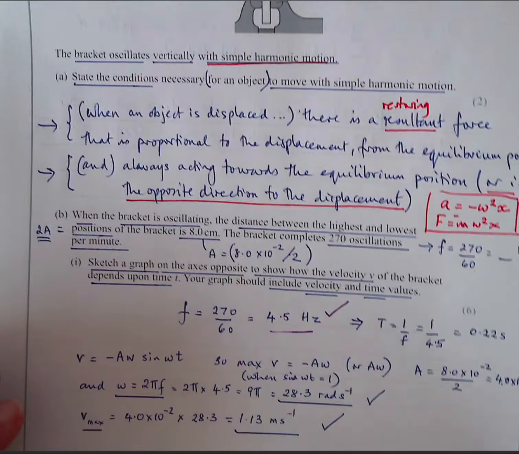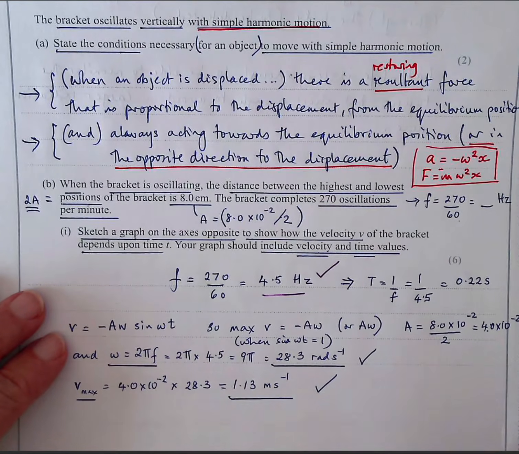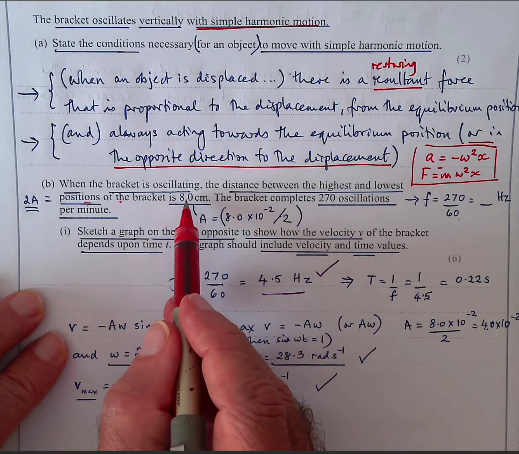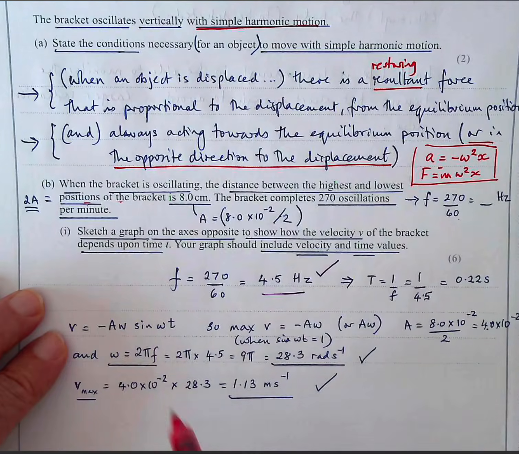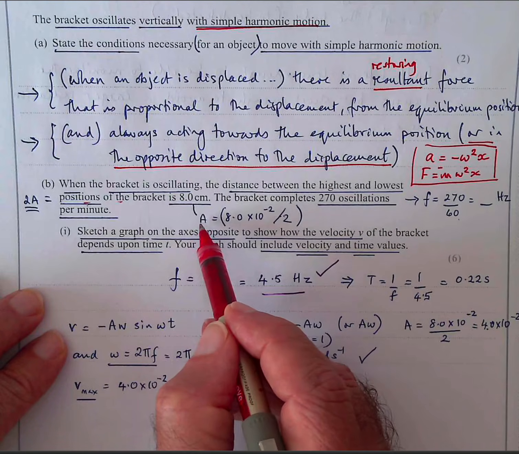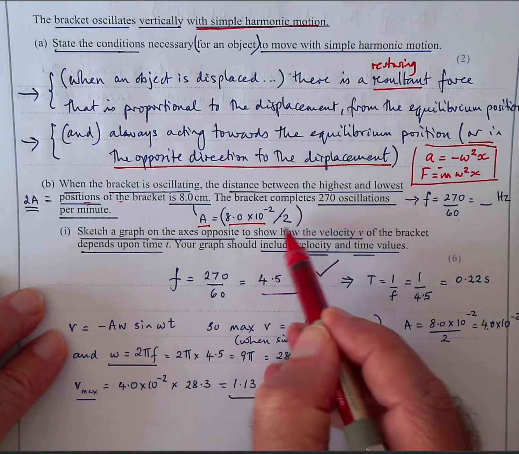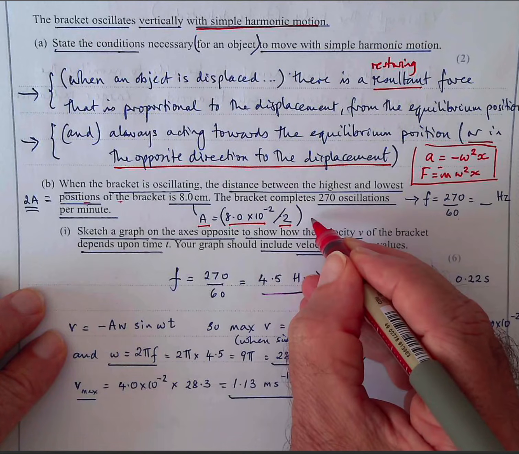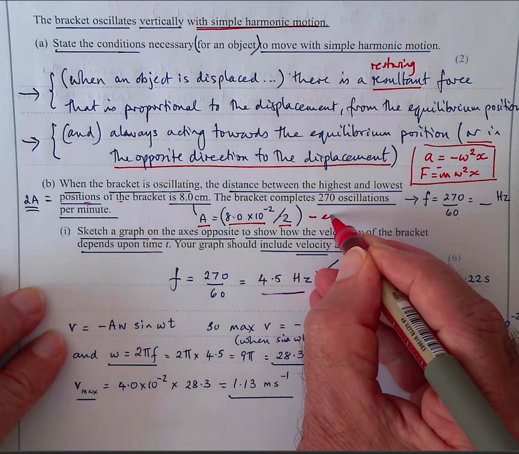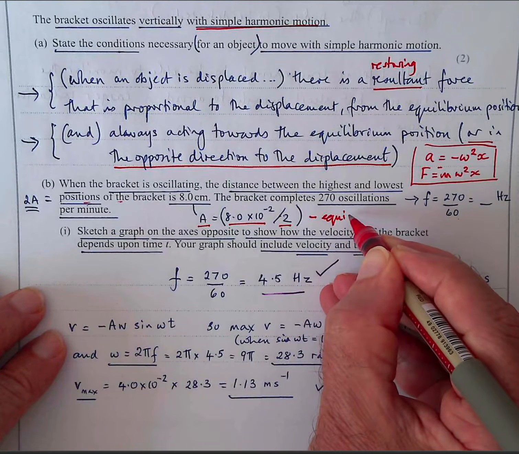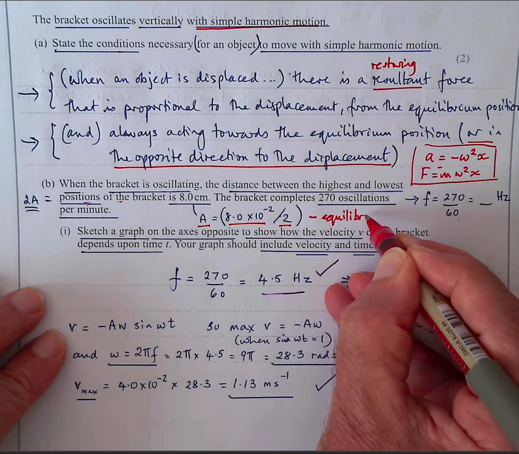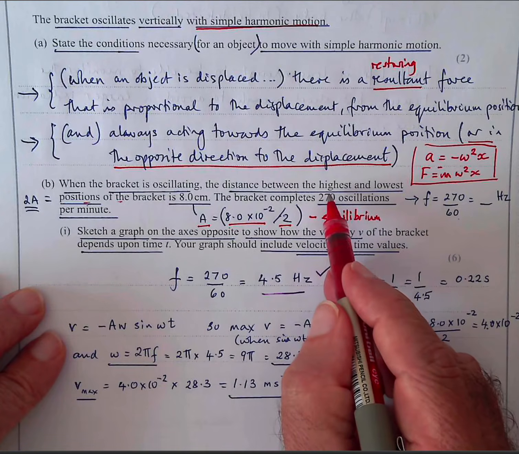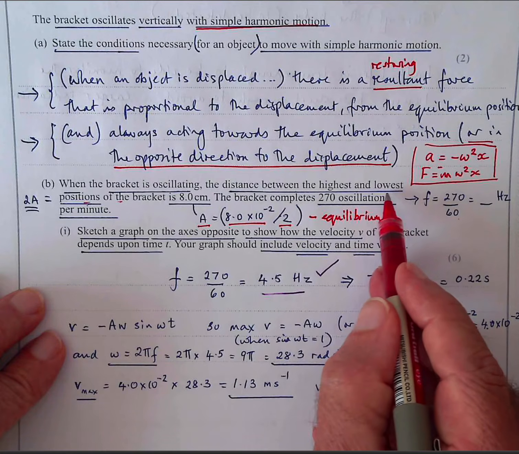Okay, part B. When the bracket is oscillating, the distance between the highest and lowest positions of the bracket, so when it goes top and bottom, is 8 centimeters. That means the amplitude is half of the distance between the top and the bottom, because the amplitude is a distance from the equilibrium. So you need to measure the displacement from the equilibrium position, which will be in the center. So from the highest to the lowest means above the equilibrium and below the equilibrium.